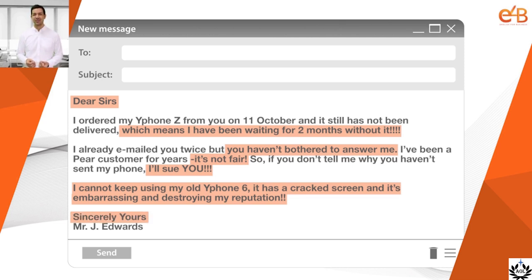Finally, the sign-off should be consistent with the greeting. So, if the writer does not know the name of the recipient, as indicated by the greeting, "Dear Sirs," he should use the sign-off "Yours faithfully," rather than "Sincerely," which is used for people whose name we already know.